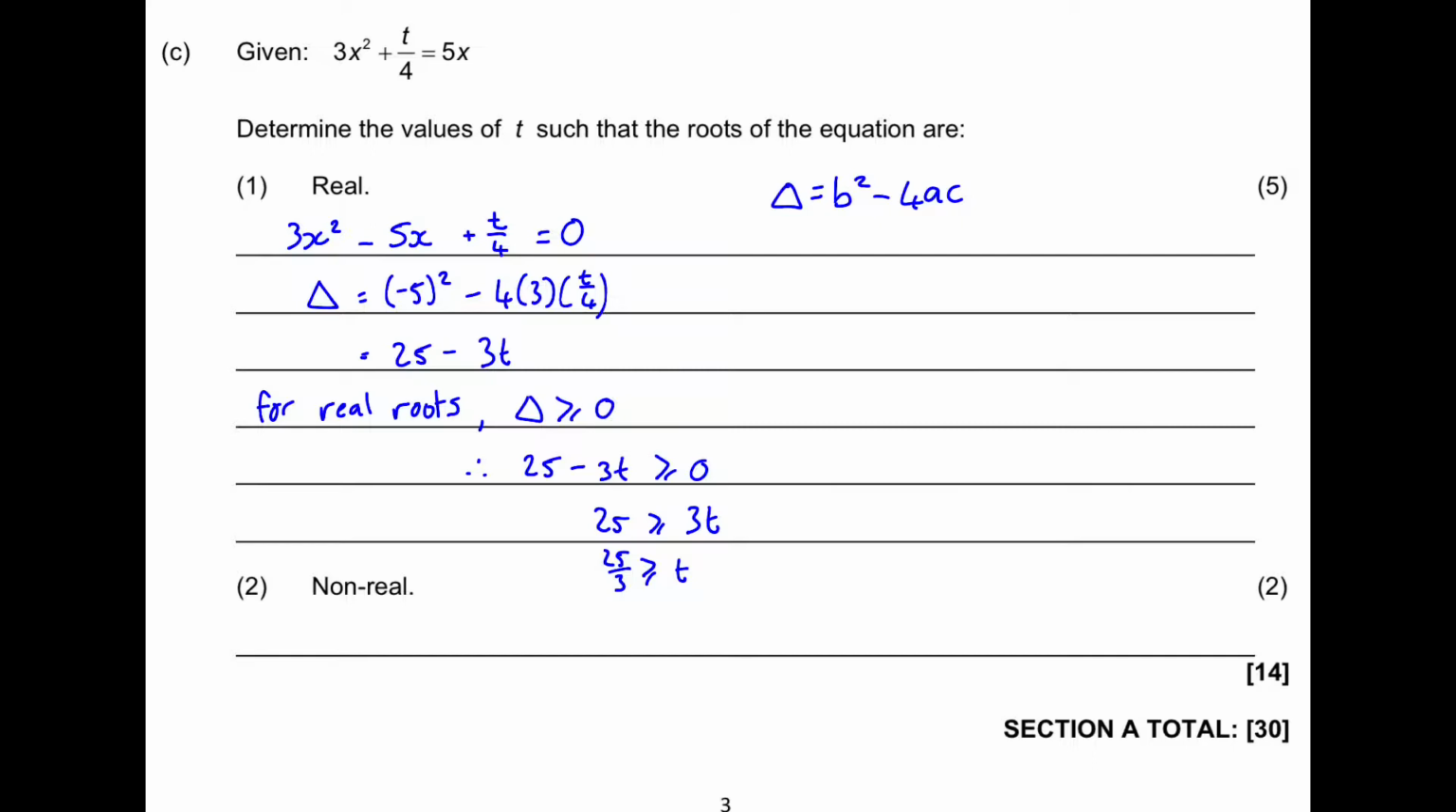Now, for question 2, there are only 2 marks, with only 1 line to do it. We wanted you to see that all numbers that are not real must be non-real. So if they've asked you in question 1 to determine the values of t such that the roots of the equation are real, and we've gotten that t is less than or equal to 25 over 3, it follows that the ones that are not real will be the opposite of that. So therefore not real here is that t is greater than 25 over 3.